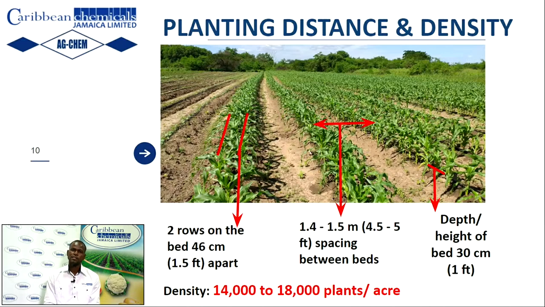Generally, the beds are spaced about 4.5 or 5 feet apart. With this planting distance, you'll have about 14,000 to 18,000 plants per acre. So this will be very ideal, whether you're going for irrigation or drip irrigation. If you follow those recommendations, you'll reach your optimum planting distance, about 14 to 18,000 plants per acre.